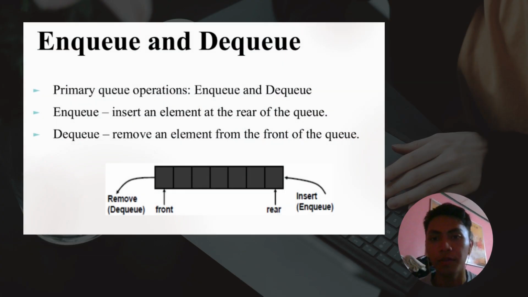NQ and DQ, the primary queue operations. First is NQ. It inserts an element at the rear of the queue, and DQ removes an element from the front of the queue. This picture represents the remove and insert. From the front, you can remove or DQ, and at the rear, you can insert or add to the queue.